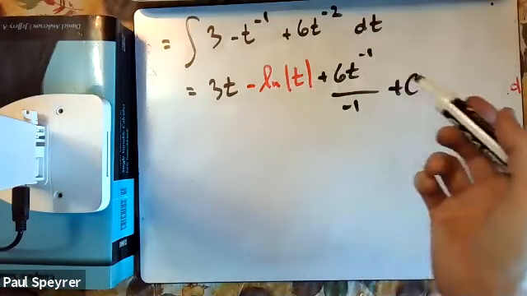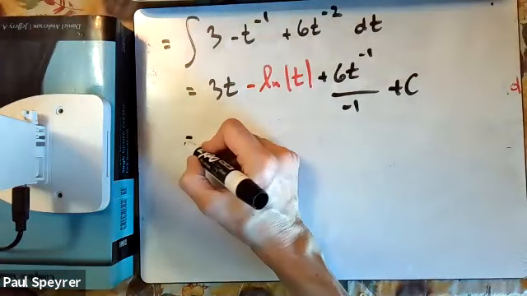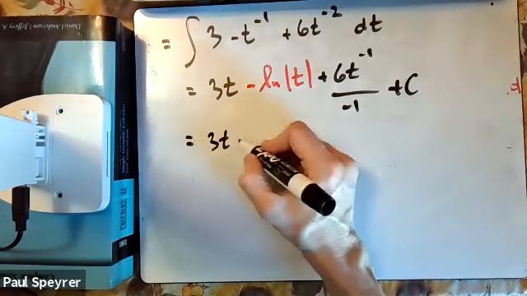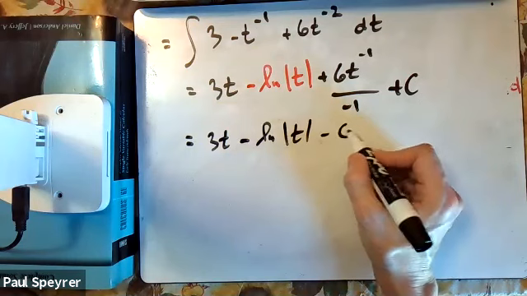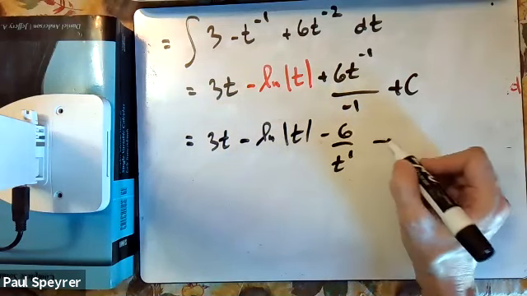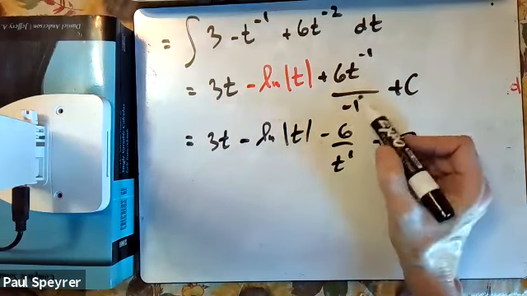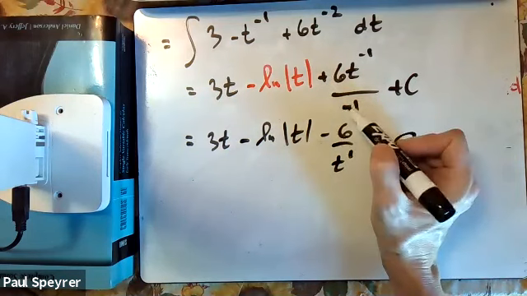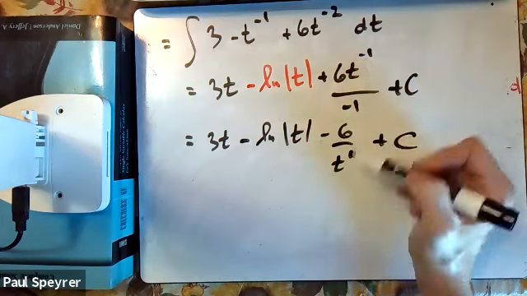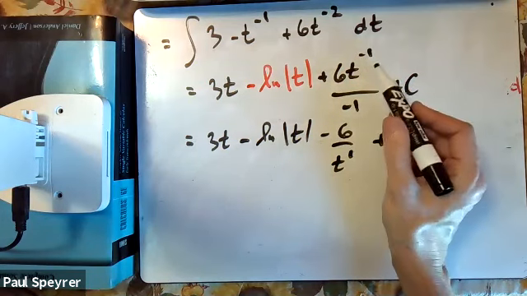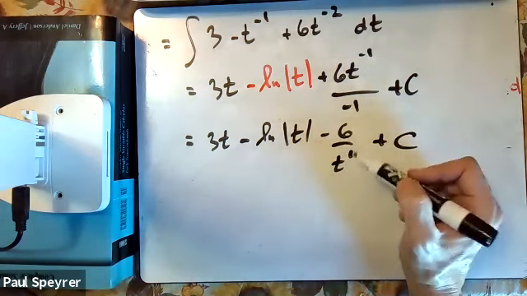So now let's go ahead and clean it up. How can we clean it up? Well, this is still 3t minus ln of the absolute value of t, and then minus 6 over t to the first plus C. So this negative comes from positive over negative. That's a negative. What did I do right here? The t to the negative 1, I made it positive, and to do that, you have to flip the exponent, right? So that's 6t to the first.